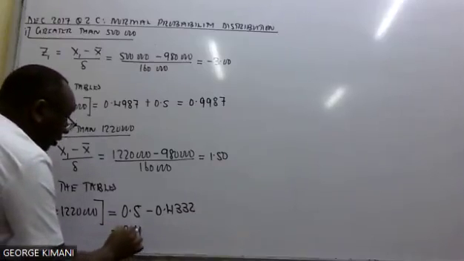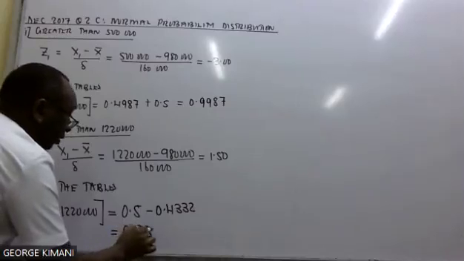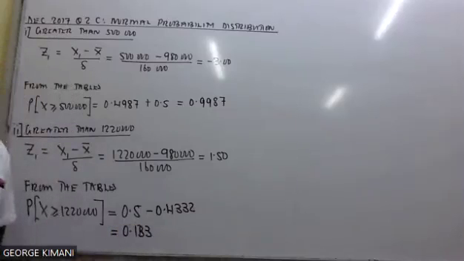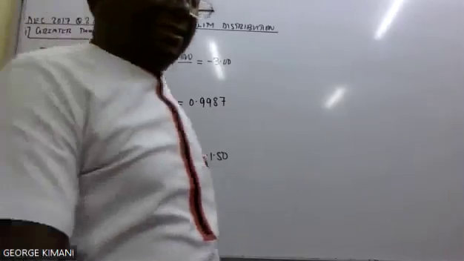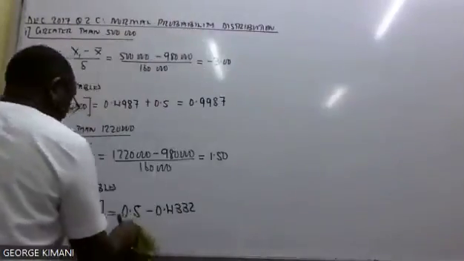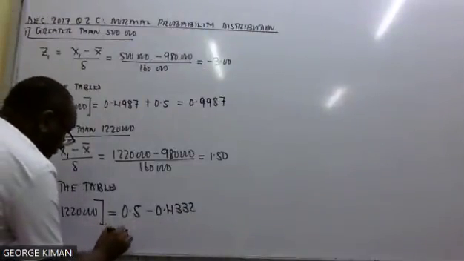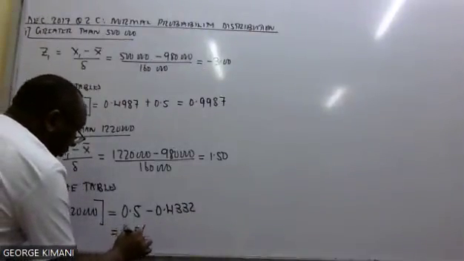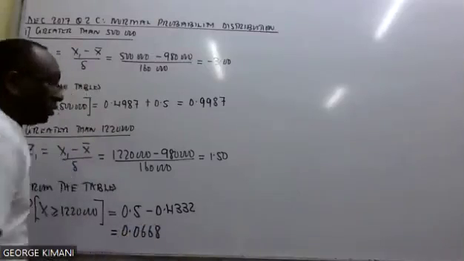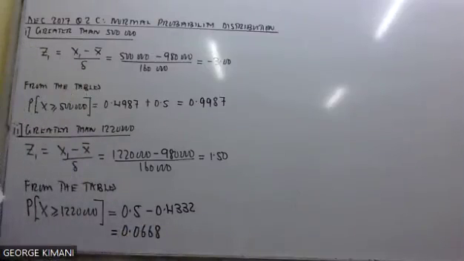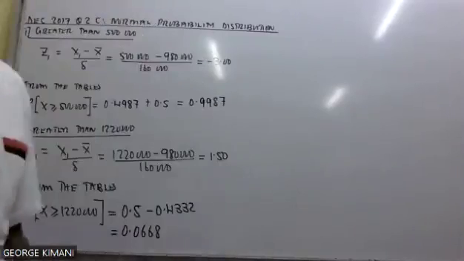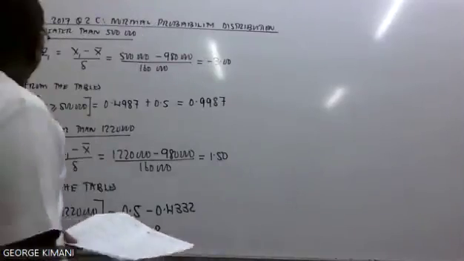Zero point zero, there must be an 8 somewhere. 0.0668. Yeah, good.